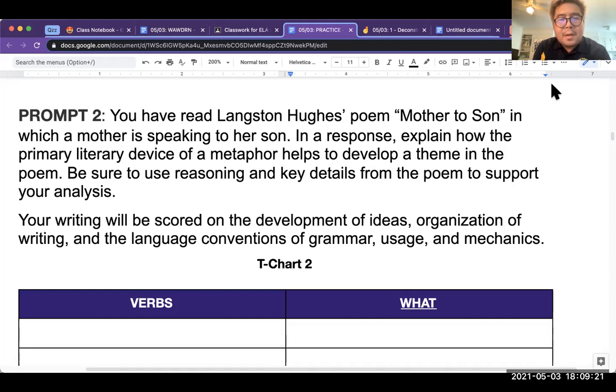Your writing will be... Oh, wait, this part, you're going to get that in pretty much every prompt. And that bottom sentence is basically saying that you will be graded on how you organize yourself, your thoughts and your ideas, your grammar, and your spelling and all that stuff. So focus on the prompt itself.